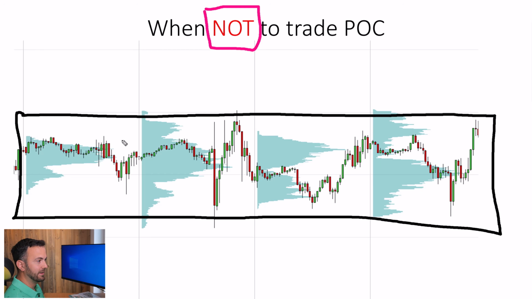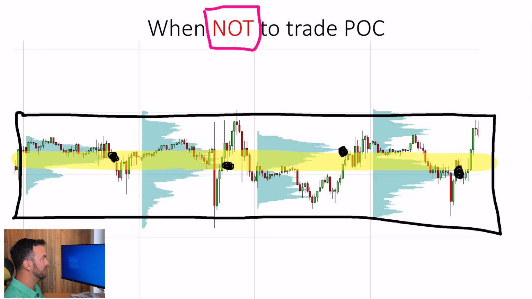The reason is that the point of control in a rotation is usually somewhere around the center of the rotation. So this is the point of control of the first profile. The second profile's point of control is in here. Then there's a point of control in here. The last profile has a point of control in here. So as you can see, it is somewhere around the center of that rotation channel, right?